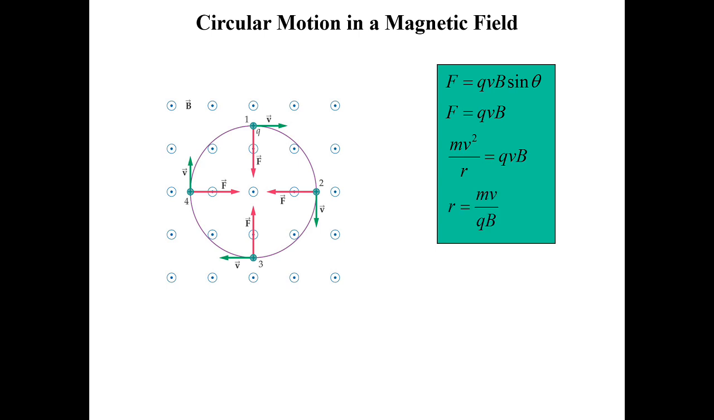r, the radius of the orbit, is equal to the mass times the velocity divided by the magnetic field and divided by the charge. So the faster the particle goes, or the more massive it is, the larger the radius of the cyclotron motion, and the larger the charge, or the magnetic field, the smaller the orbit. This effect is important in a number of applications.